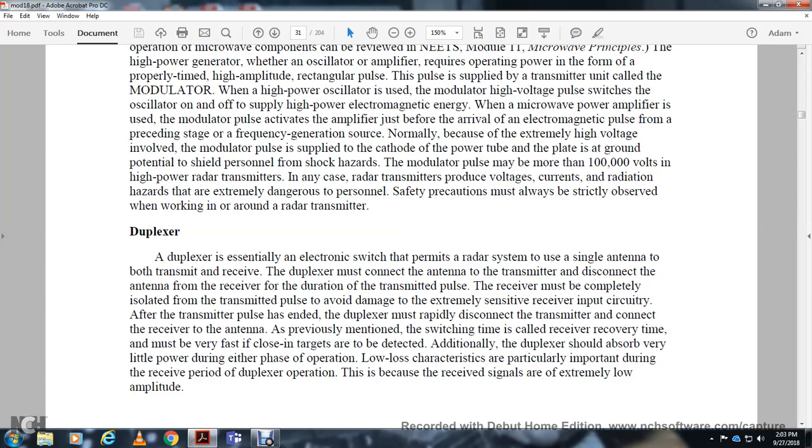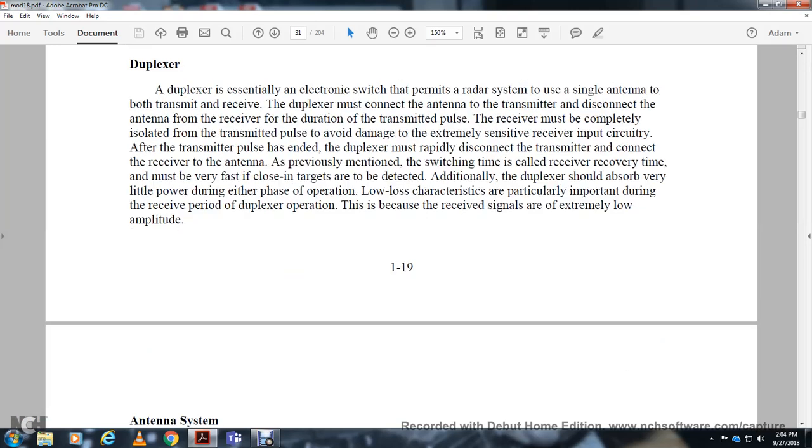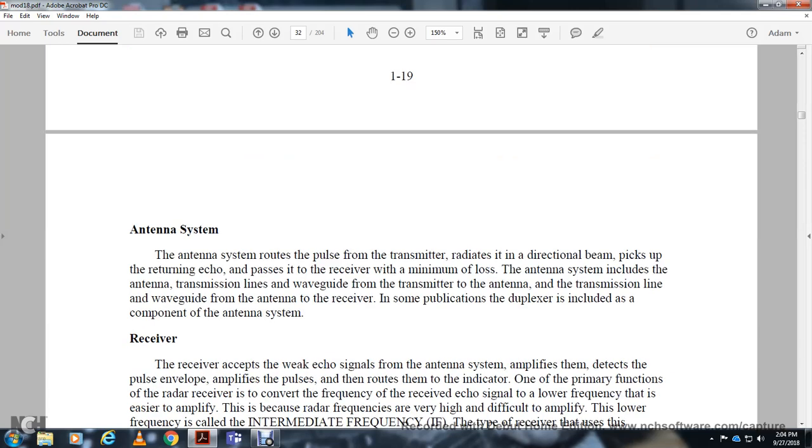If close-in targets are detected, the duplexer should be absorbed with very low power during either phase of the operation. Low loss is particularly important during the receive period of the duplexer's operation because the receive signal has extremely low amplitude. For your antenna system, the transmitter pulse is directed out, with the returning pulse going to the receiver with minimum loss through the antenna system.